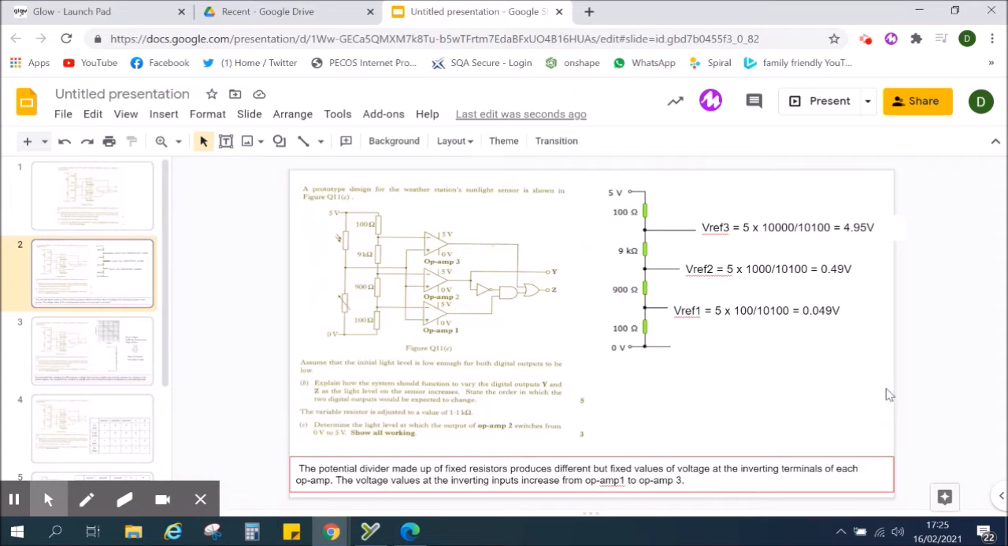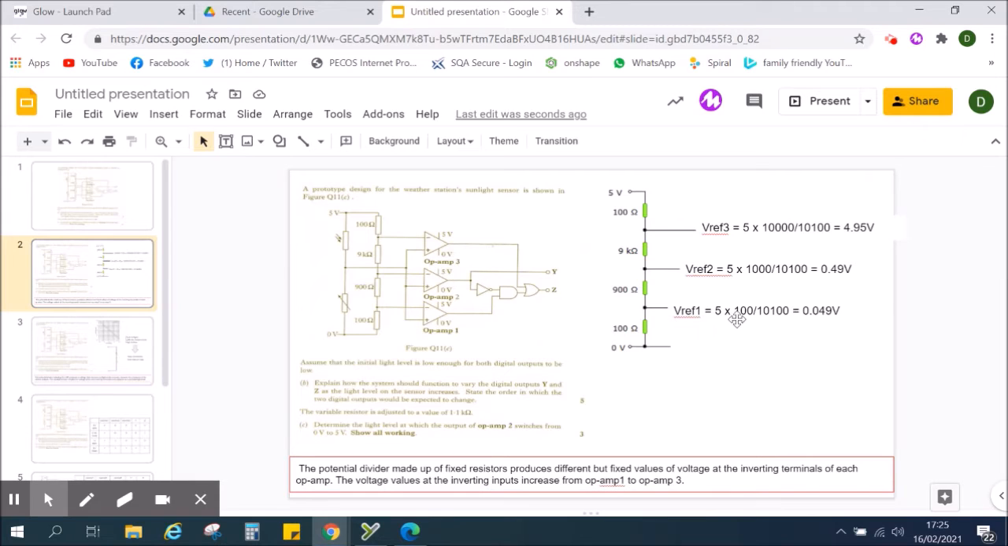This circuit I've split up into separate chunks to try and describe it for you. So the first part I'm looking at is the voltage divider with 4 fixed resistors, providing 3 fixed references. It doesn't ask you to calculate them, but by calculating them, you can put a number on it, which will help you analyse what's actually happening.